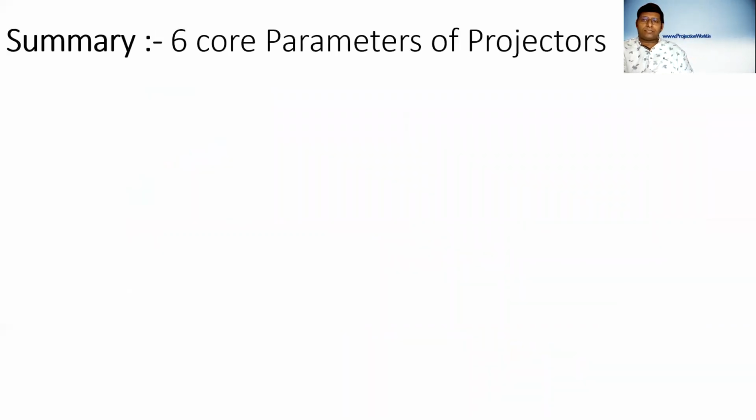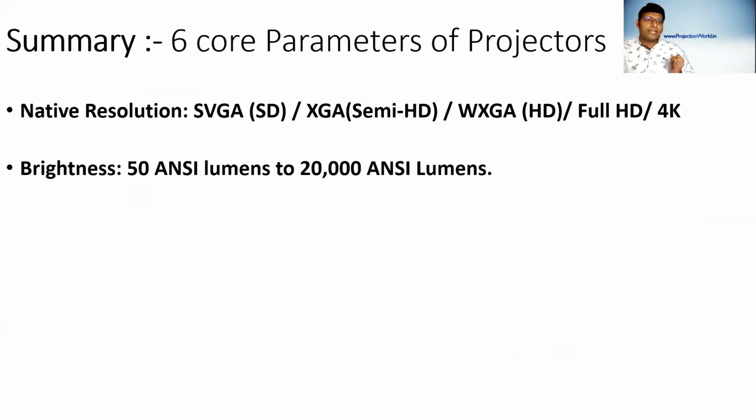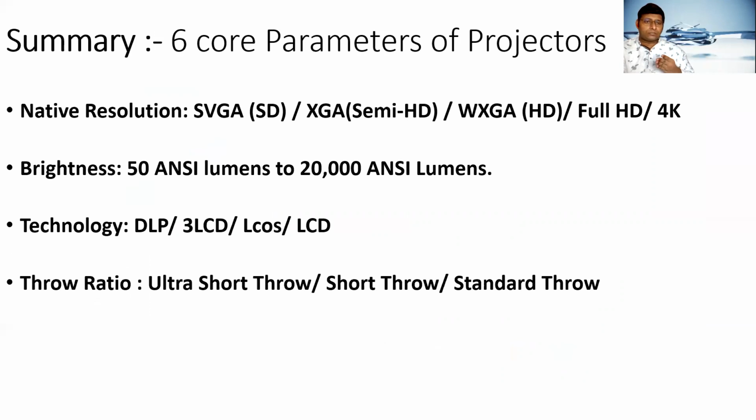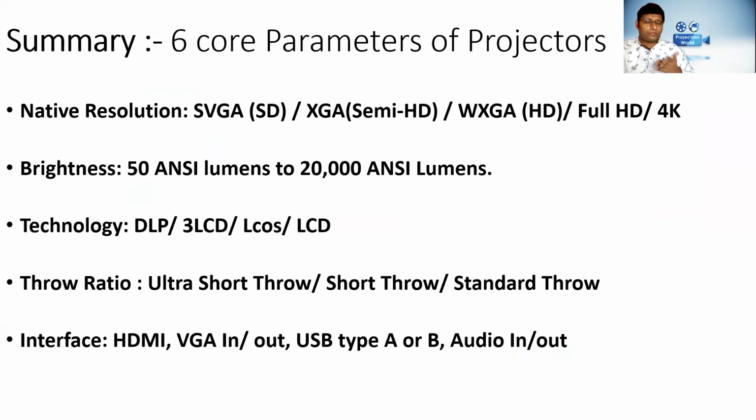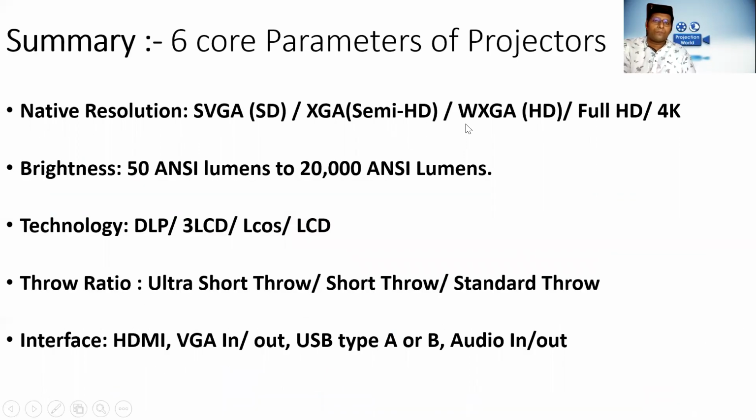So these are the six core parameters of projectors. Let me summarize once more. The native resolution is the first, the second is brightness, the third is technology, the fourth is the throw ratio, and the fifth, sorry, the sixth is the interface. So I hope you have understood the 6 core parameters.